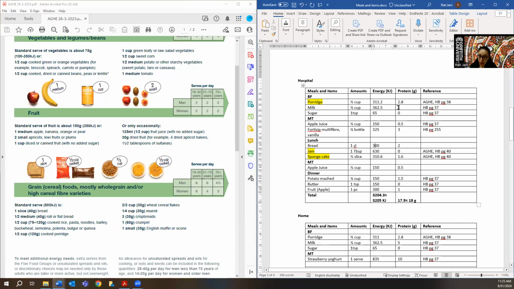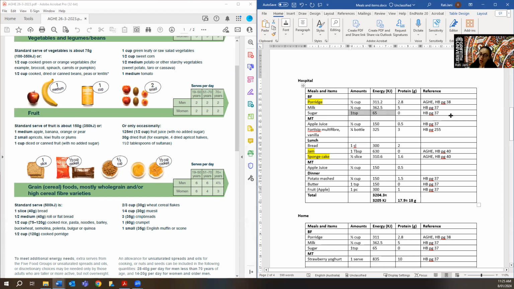All right. And in the quick ready reckoner, 1 cup of milk generally gives you 10 grams of protein. So this patient is having half a cup, so 5 grams of protein. Okay. And this handbook page 37 over here means the quick ready reckoner. Okay. So the page numbers may change. Now, similarly, sugar: do I have sugar in my quick ready reckoner? Yes, I do have sugar. 1 teaspoon is 65 kilojoules. That is where I get my answer from. Okay. And sugar obviously has no protein.